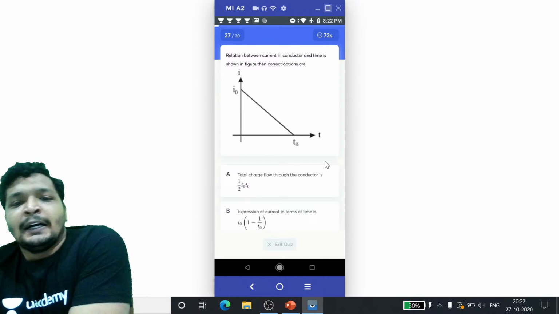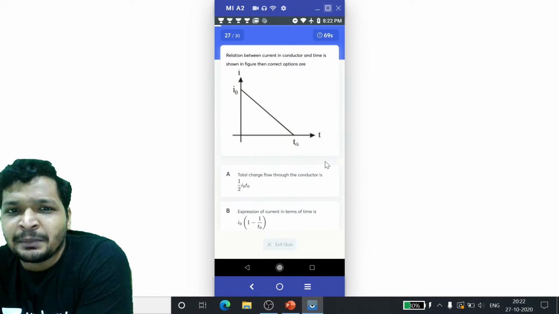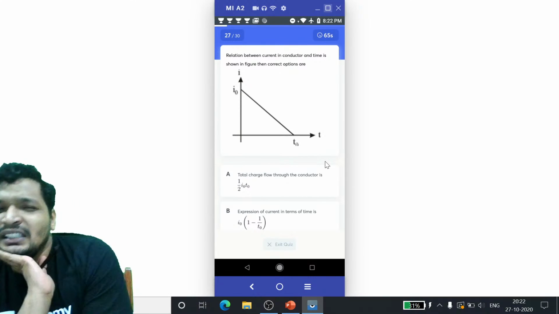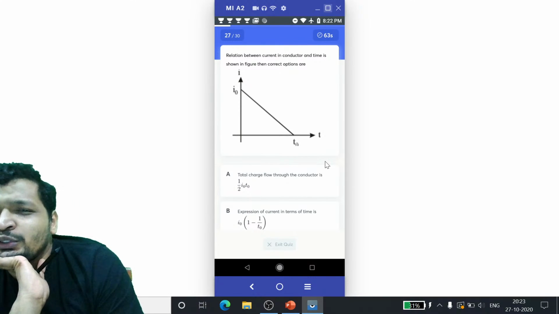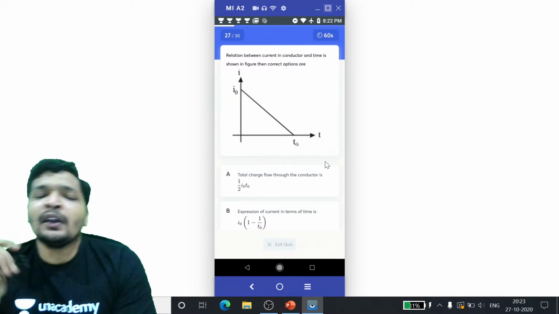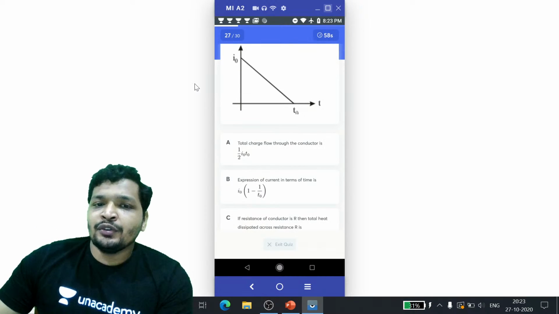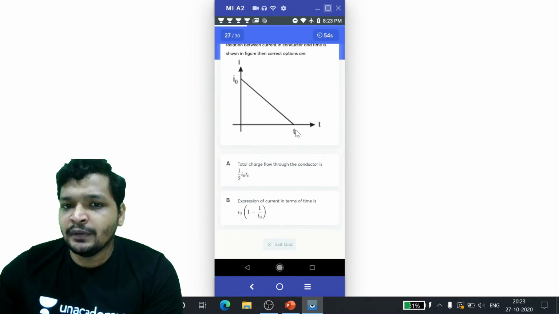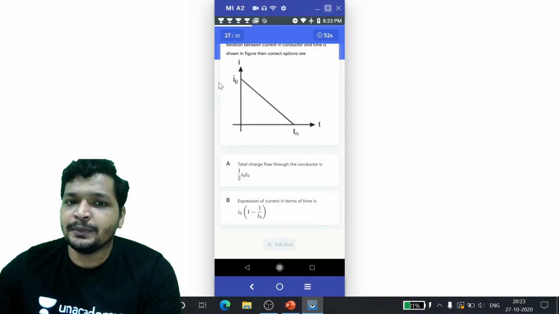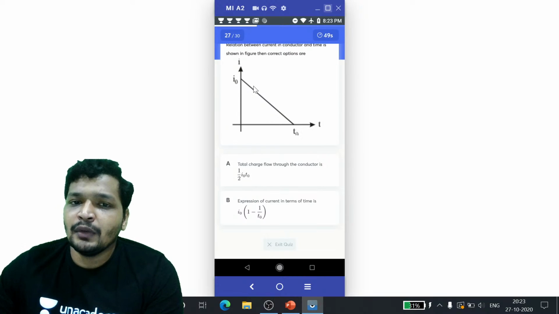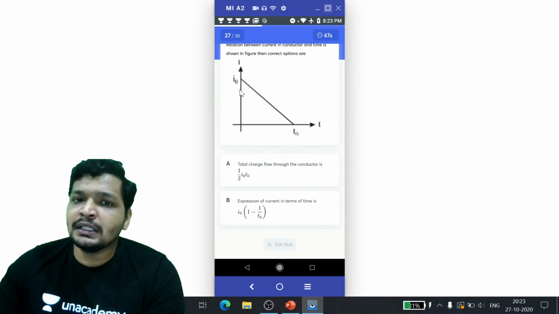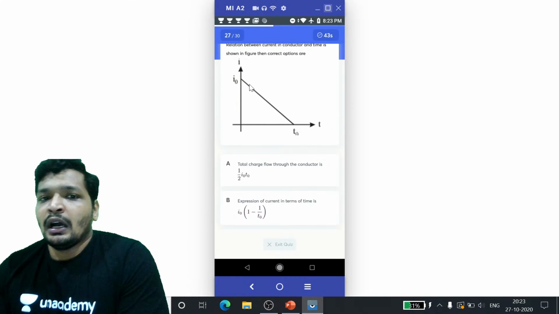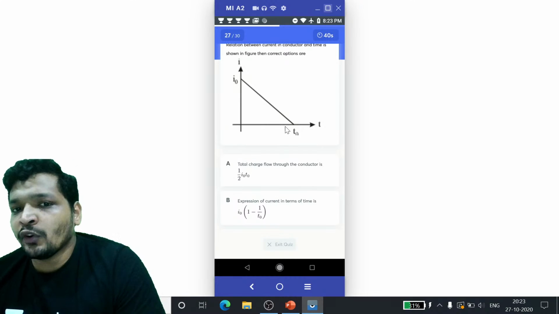What is this? What is happening? The relationship between current in a conductor and the time is shown. How is it varying? One thing you can do in such graphs, before even working around them, is write down the slope using these 2 points. Okay, y is equal to mx plus c. That means I is equal to some m into t in this case. What would it be? It would be some minus I naught by t naught.